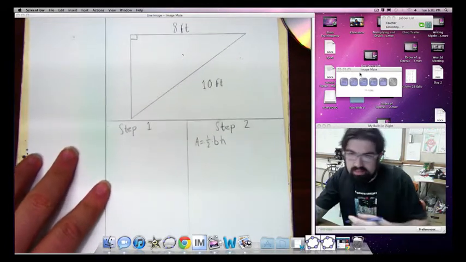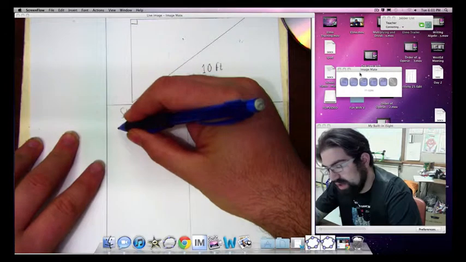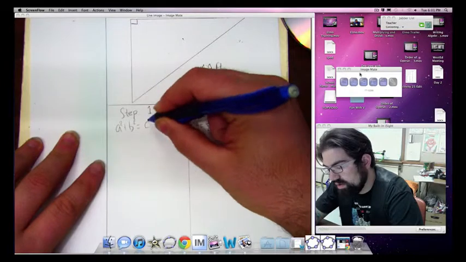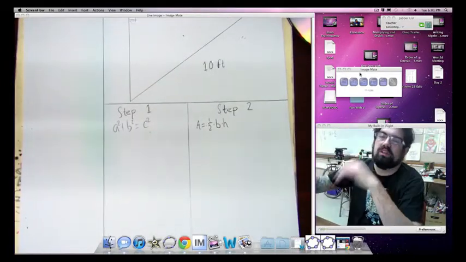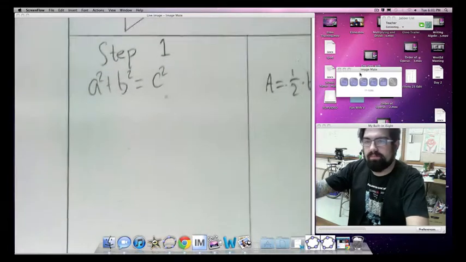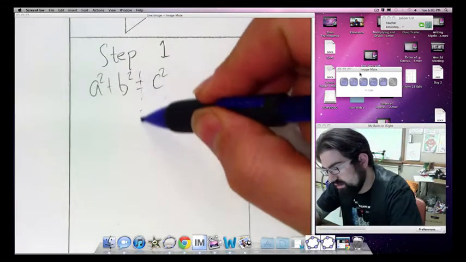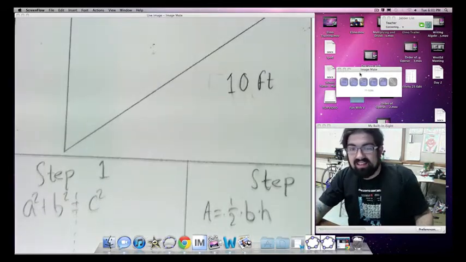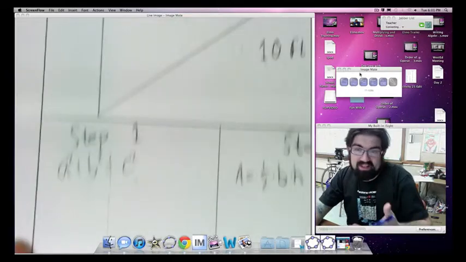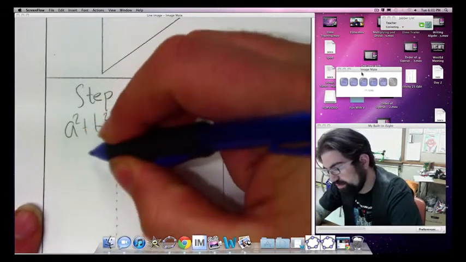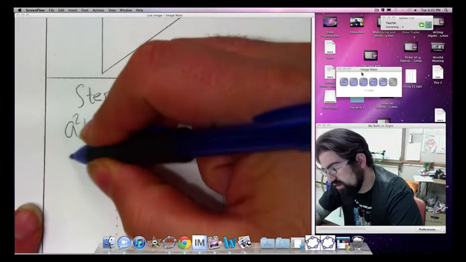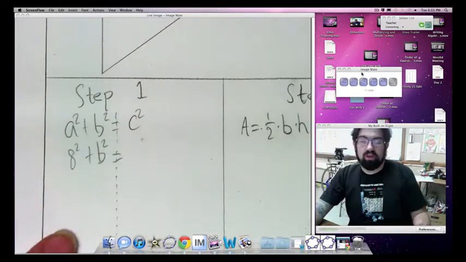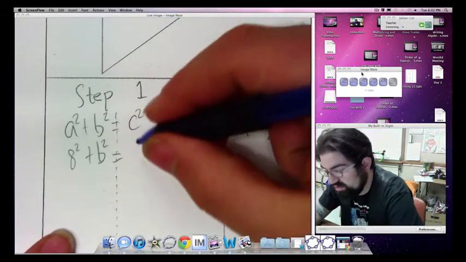So step 1 first off is we have to use the Pythagorean theorem. I always start, as always, with a squared plus b squared equals c squared. I'm going to zoom in so we can get a better view of this. Okay, well, 8 is a leg, so that means it could be a or b. So let's say it's a. So we'll have 8 squared plus b squared is equal to c squared, and c is always the hypotenuse, so that's 10 squared.